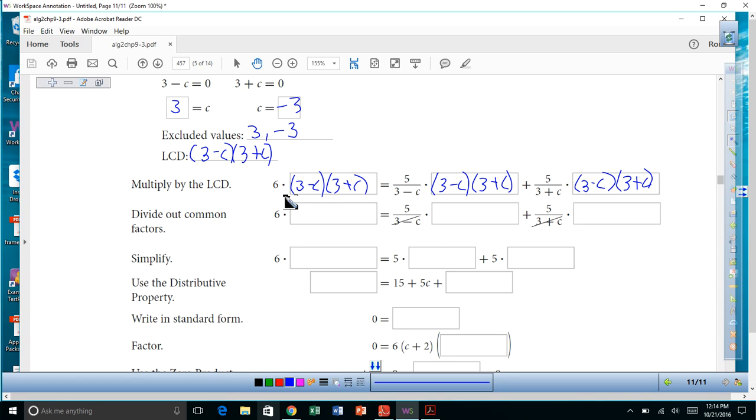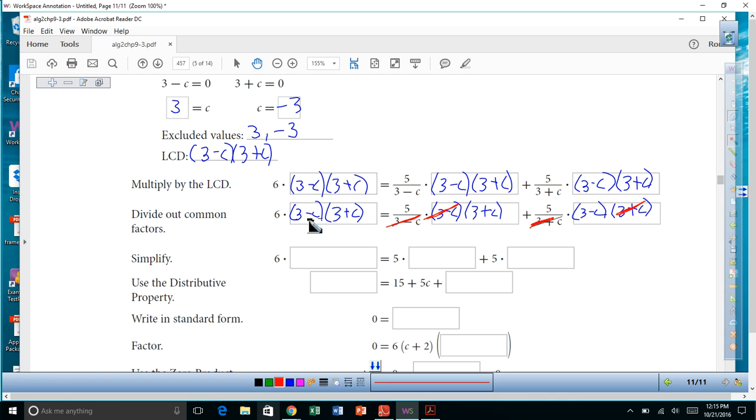All right, here it says divide out common factors. So we got 3 minus c, 3 plus c. Nothing to take out there. You got 3 minus c times 3 plus c. And you can get rid of the 3 minus c's here. And then you've got 3 minus c times 3 plus c. Again, here you can take out the 3 plus c's. So what do you have left? You have 6 times 3 minus c times 3 plus c.